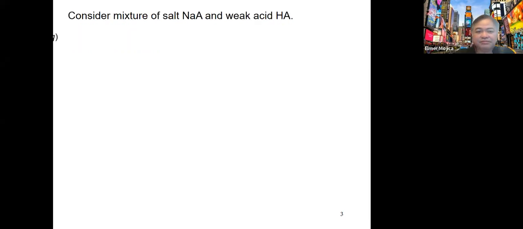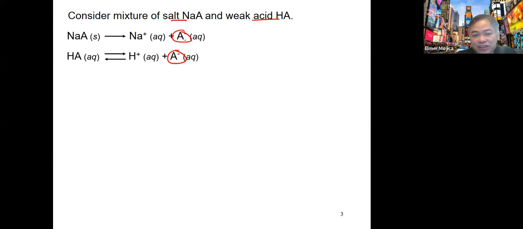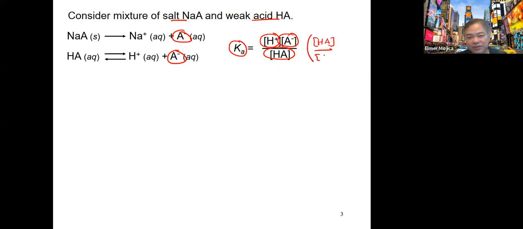Now, if you have a mixture of the salt and the weak acid, as you could see here, anong common ion nila? Yung A minus, which in this case, example earlier na acetate ion. So if you're going to get the relationship that you have there, ito yung Ka, di ba? So you have H plus A minus over HA. Now, as you could see, your A minus would come from two sources. So how are we going to get the H plus? Paano natin i-ano yung H plus? So we multiply both sides by HA over A minus, right? And when that happened, it cancels. So you will have a relationship like this, right?